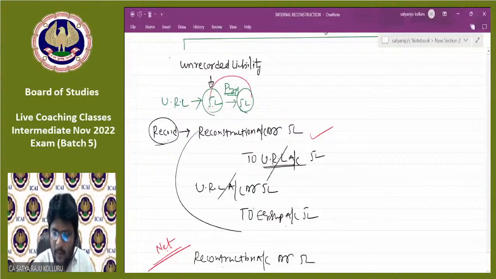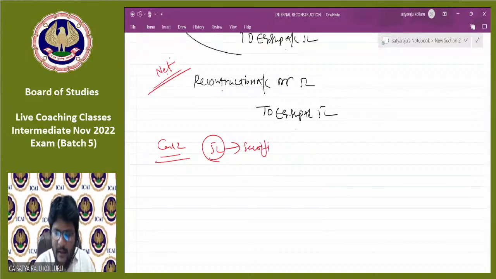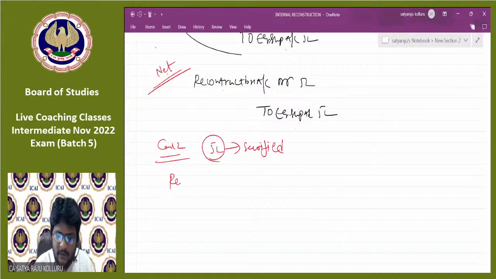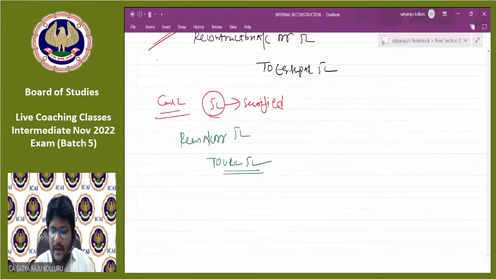Sir, second case, case number 2. This is case number 1. Let me write case number 2: the entire 5 lakhs was sacrificed by the other party. Then if you want to record, you can record by passing the entry: reconstruction account Dr. to unrecorded liability. First record that. After that, actually we need to pay 5 lakhs to the unrecorded liability. But the other party is clearly telling that there is no need to pay. That's why you can cancel the unrecorded liability of 5 lakhs.